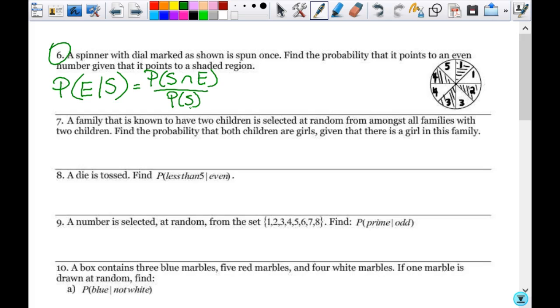So one school of thought when people are working this is to say, all right, well then that means I need the probability that it's shaded and even. Well, over here there are 4 shaded sections out of a total of 8. And there are 1, 2, 3 that are even out of 8. So shaded and even over the probability that it's shaded, which again would be 4 out of 8.